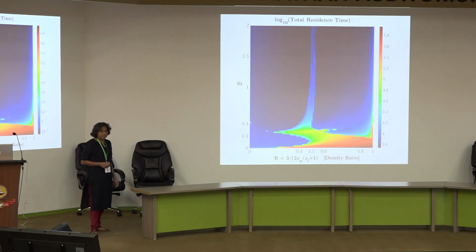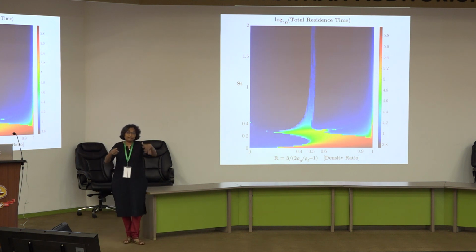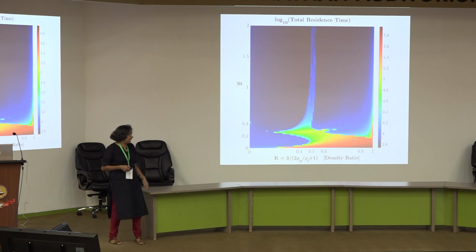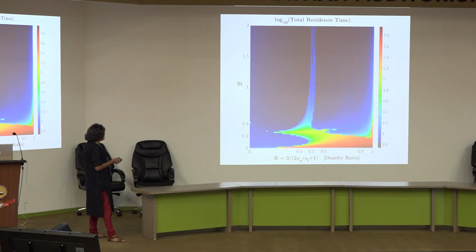Now we looked at the residence time. So this is kind of remarkable. You put particles in the vicinity of the vortices and ask how long they will live there. This number is the log base 10 of the number of vortex cycles. That's going to be way bigger than the vortex lifetime itself. So this is how long the particles are going to be tied to the vortex.